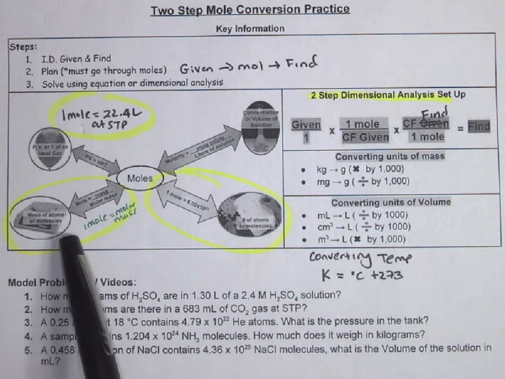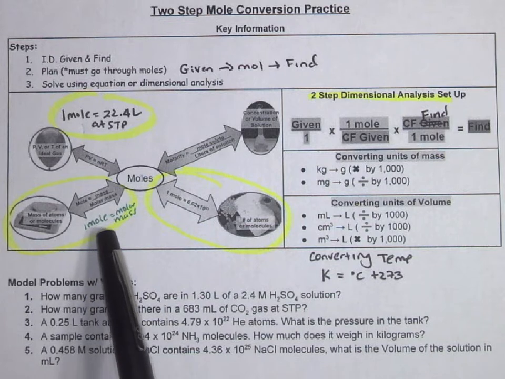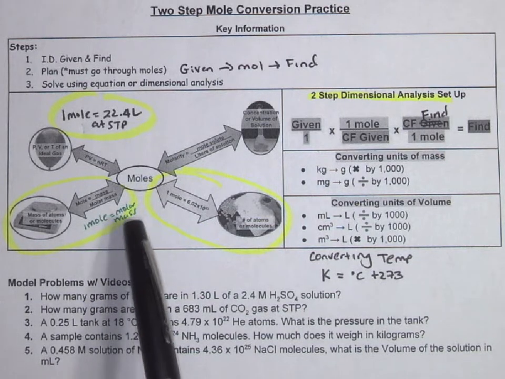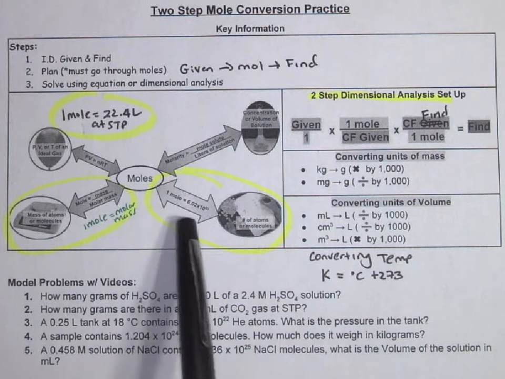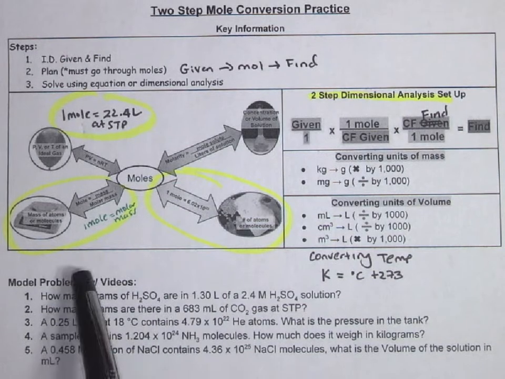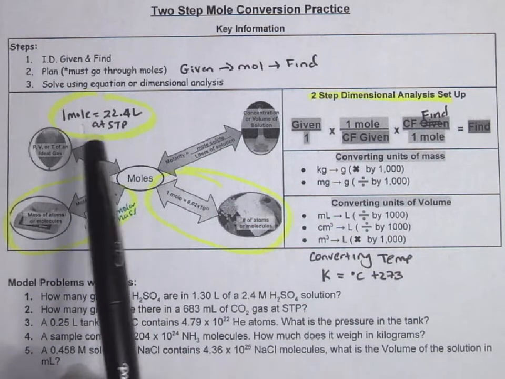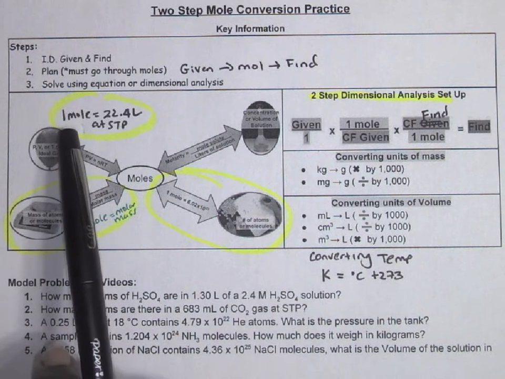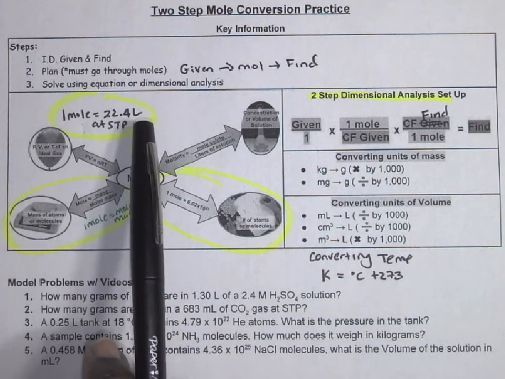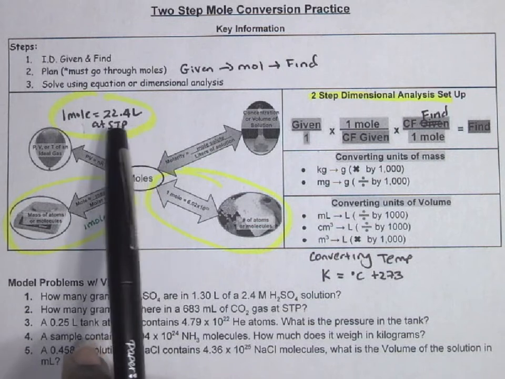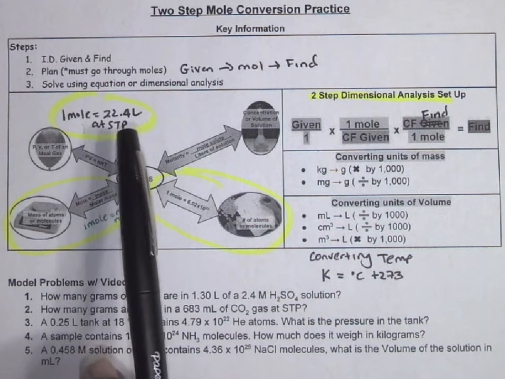However, for something like mass to moles or moles to mass, your conversion factor will be 1 mole is equal to the molar mass. From number of atoms to moles, it will be 1 mole is equal to 6.02 times 10 to the 23 atoms or molecules. And if you have a gas at STP, you can use 1 mole is equal to 22.4 liters at STP as your conversion factor if you're asked to find the volume.